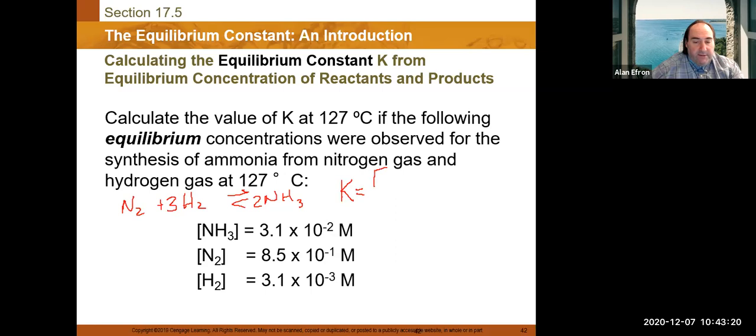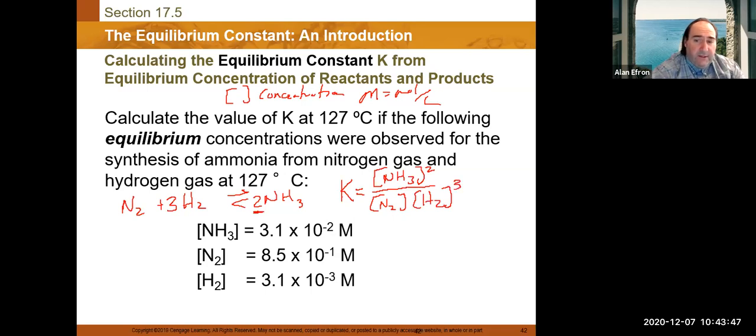So it would be the concentration of NH3, and we do need to square it because of the coefficient that we see here. And remember that the brackets mean concentration, and usually that means molarity, which is moles per liter. That would then be divided by our reactants, the concentration of N2 and the concentration of H2. Here we do need to cube it as well because of the coefficients. So that's really important there.